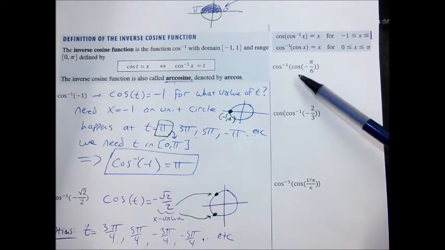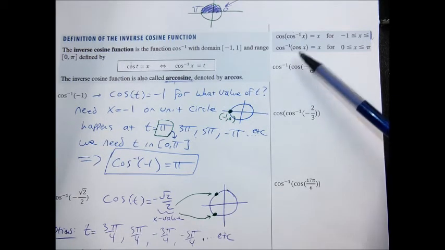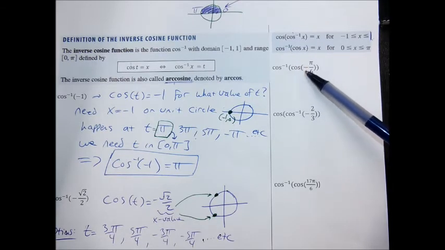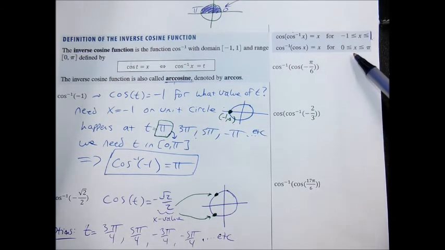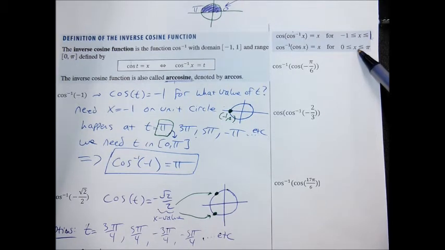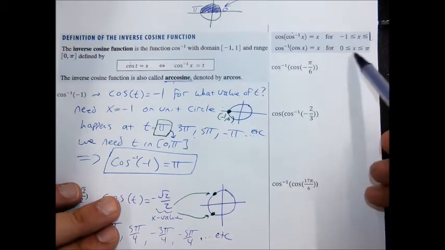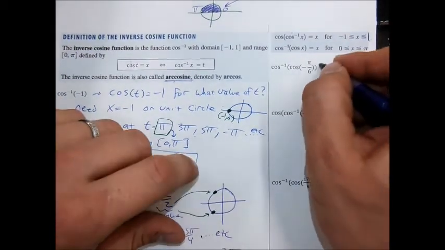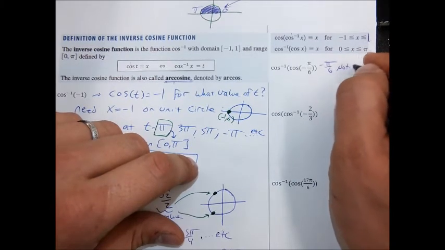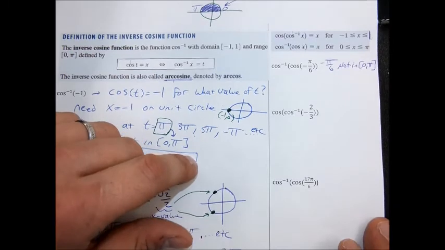So let's look at the first one. This looks like this type thing, right? We've got the cosine inside the inverse. And so the answer is minus pi over 6 as long as minus pi over 6 is between 0 and pi. But is it? No, it's not, right? It's negative, and everything in that interval is positive. So minus pi over 6 is not in the right interval. It's not between 0 and pi.